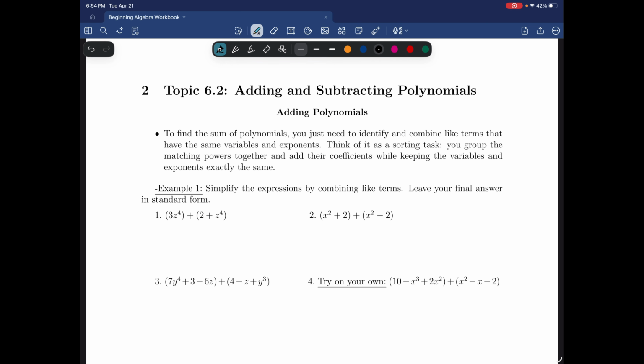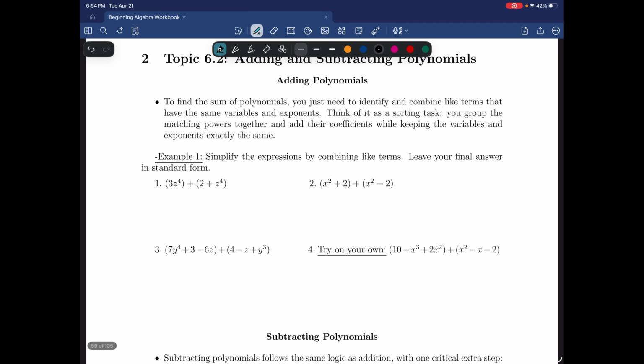Taking a look at example 1, we're asked to simplify the following expressions by combining like terms. A note here, we are also asked to leave our answer in standard form.